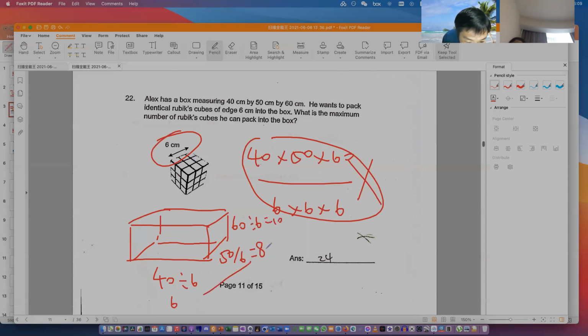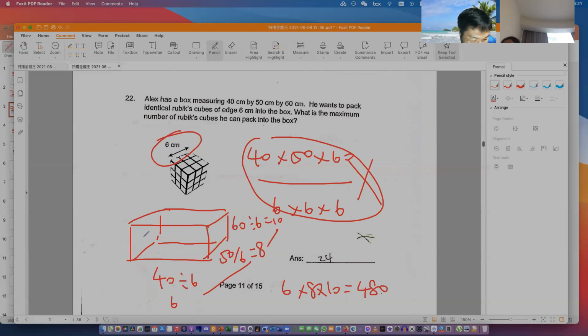Then you just times them together. You can pack a lot more, right? So 6 times 8 times 10, you can pack. I don't know how you get 24. Oh, you added. You add.